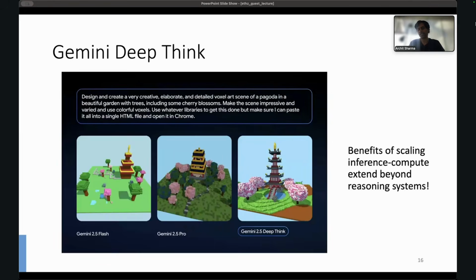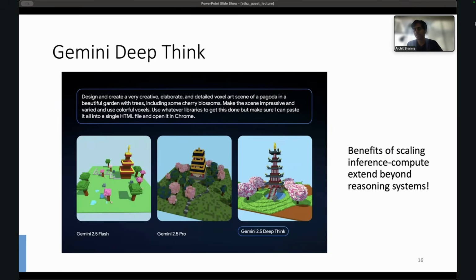Perhaps the interesting bit about DeepThink is that it's not just restricted to reasoning problems, not just math, not just verifiable things. The benefits actually do extend to non-verifiable domains as well. So in this example, the model is asked to produce an HTML file with a whole voxel scene with cherry blossoms, trees, and pagodas. And what I find fascinating is that going from 2.5 Flash, a smaller model, to 2.5 Pro, a larger model, produces a fairly significant improvement in how the UI looks.